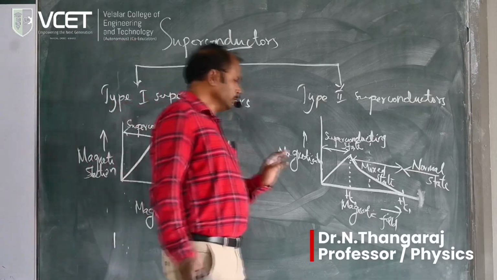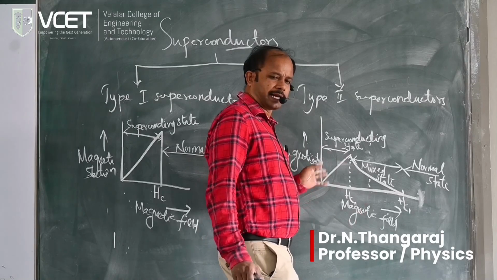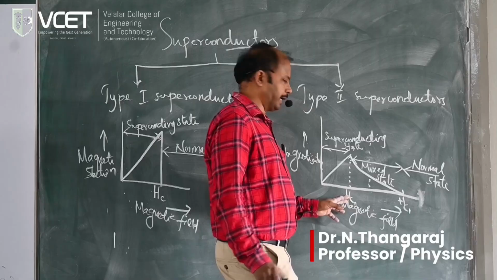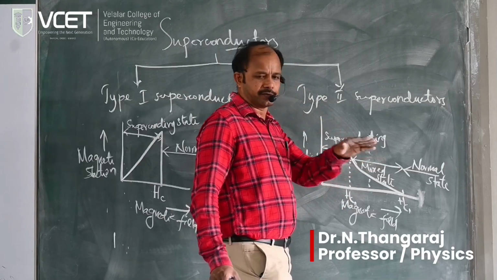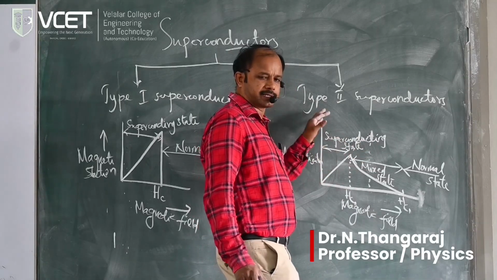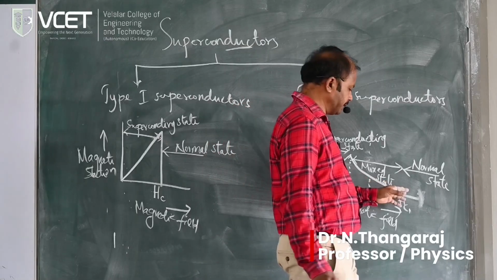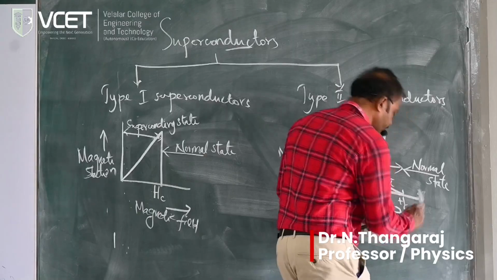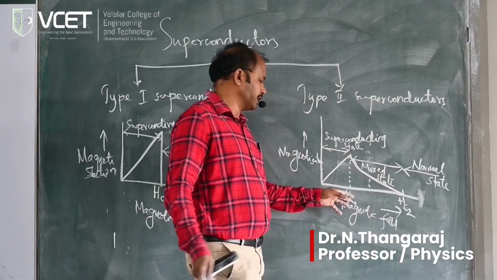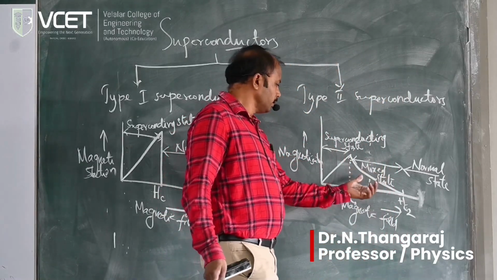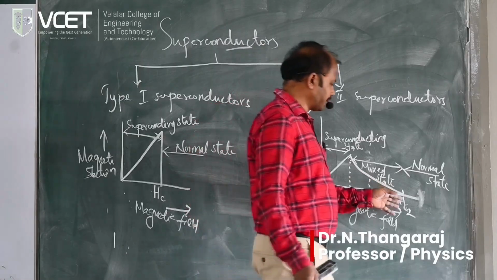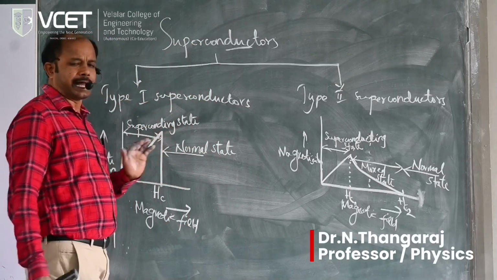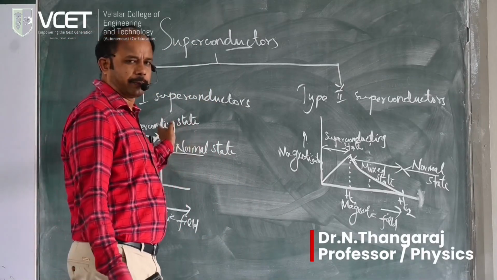In type 2, when the magnetic field is increased, the magnetization increases up to Hc1 only. After that, it gradually decreases. When the magnetic field is increased, the magnetization gradually decreases, then reaches 0. That point is denoted by Hc2. Here there are two critical magnetic fields, Hc1 and Hc2. That region is called the mixed state. After Hc2 is the normal state. From this diagram, we can differentiate type 1 and type 2.